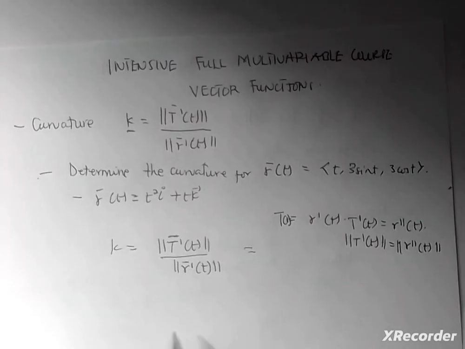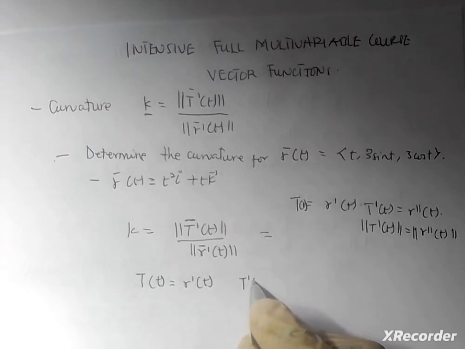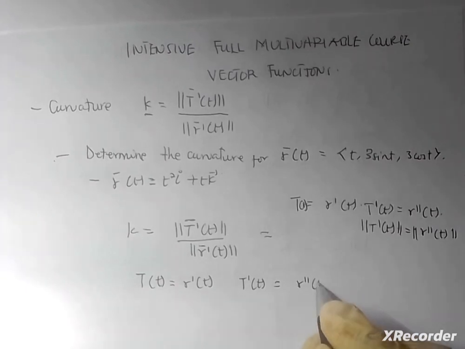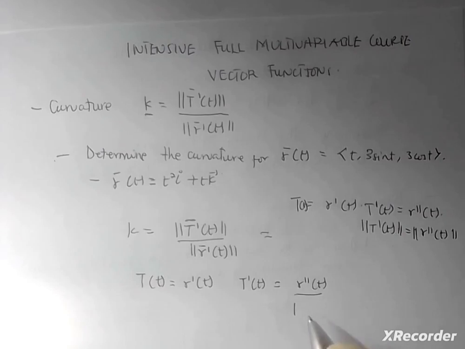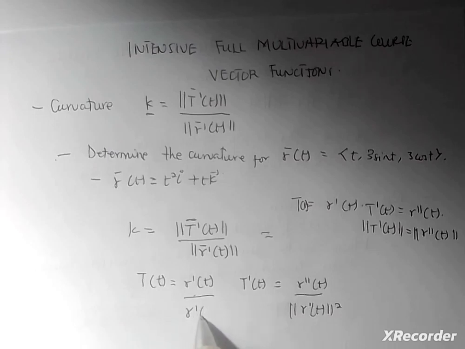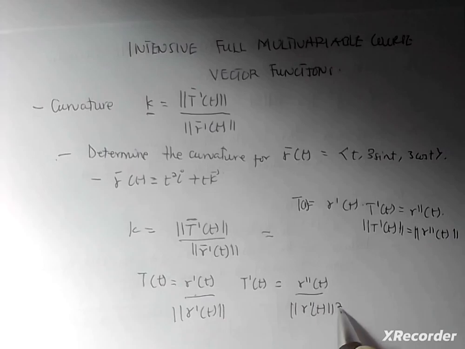So let's see how we are going to make our substitutions. We know again that T of t is equal to r prime of t over its length. So if I get my unit tangent vector, T prime of t is simply equal to r prime prime of t over the length of r prime of t, all squared. So when I come to the T prime, I'll get r prime prime of t over r prime of t all squared. That will be the length.